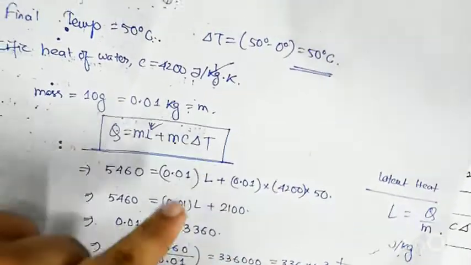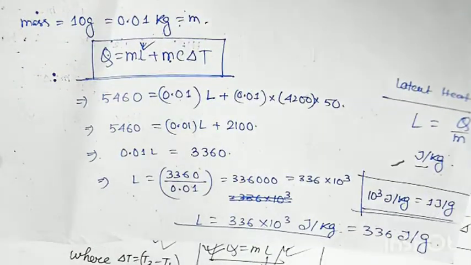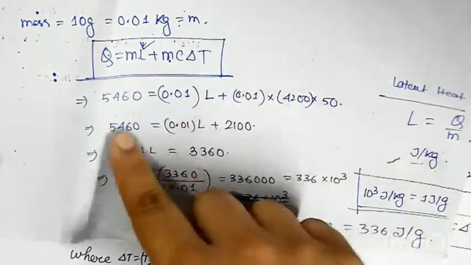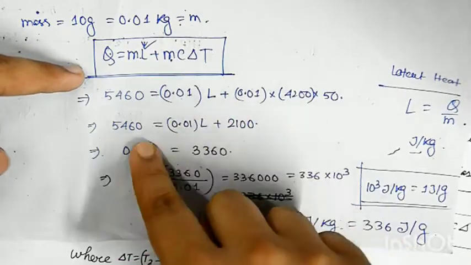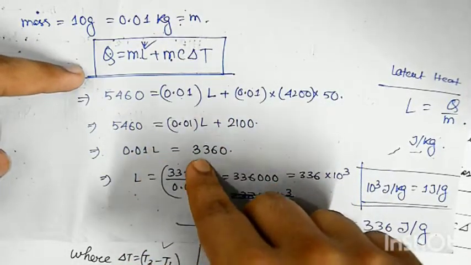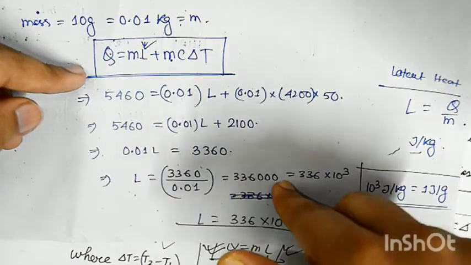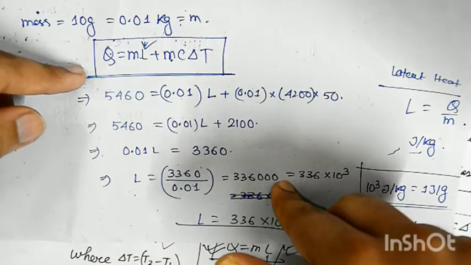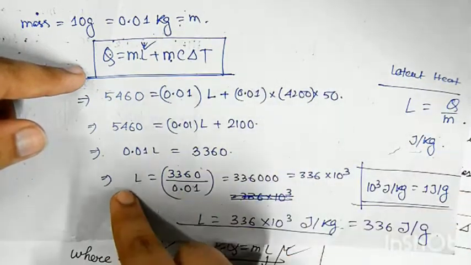After that, we have calculated the whole numericals here. Clear? And we found out the multiplication values, and 5460 on the left. Then I took this side on the left, and 0.01 of L's value comes out to be 3360. Dividing them, we got this value, 33 lakhs, I guess no, 3,36,000. So 336 into 10 to the power 3. That is the amount of latent heat.